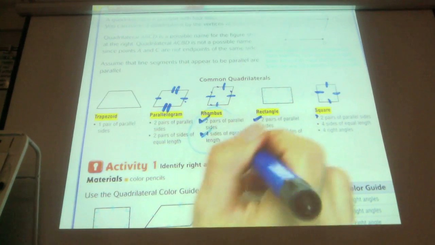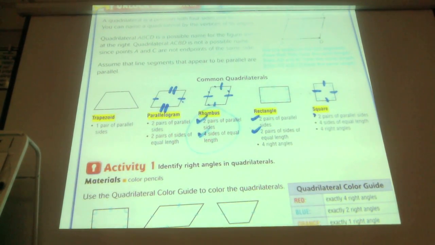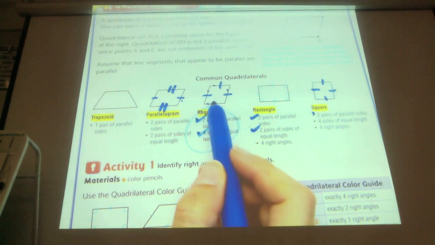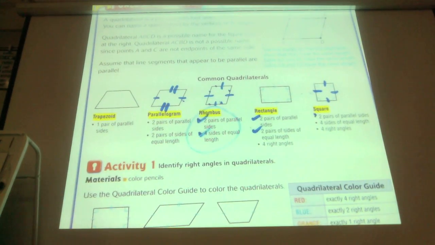So those are the only two rules of a rhombus. So a square is a rhombus. But having a rhombus, if I showed you this picture and said, is that a square? You cannot say yes, because it's missing the four right angles.